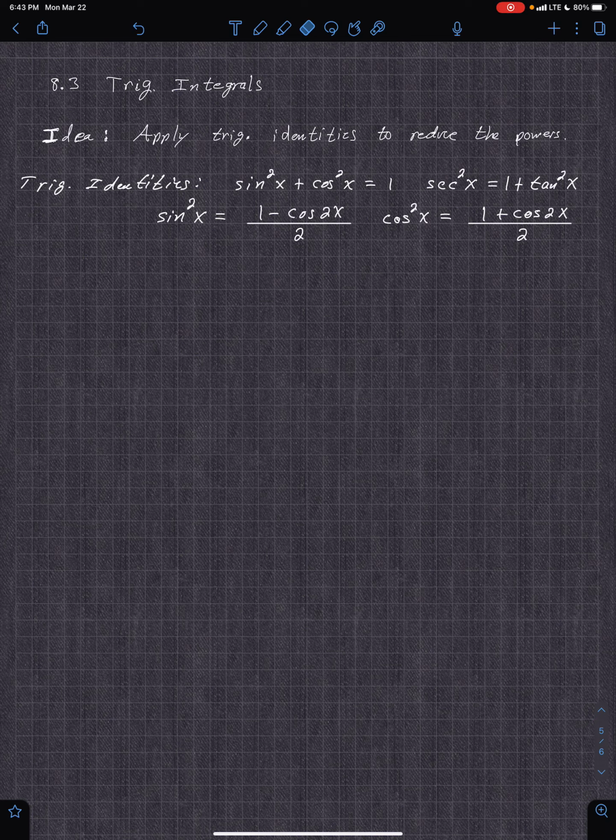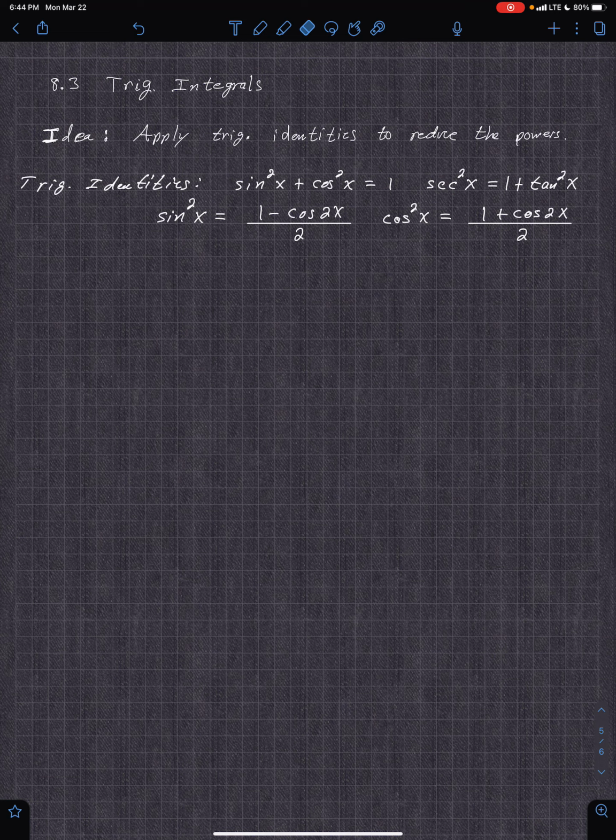8.3 is on trig integrals, or trigonometric integrals. There's a special type of form we look at to simplify and reduce powers of trig functions. There are some formulas they derive, called reduction formulas.